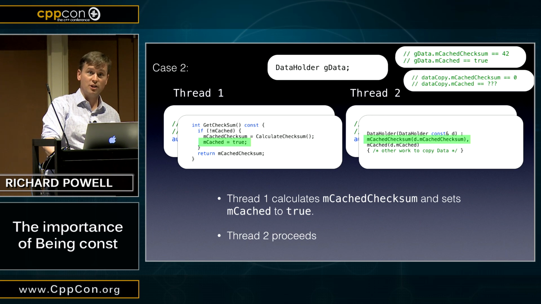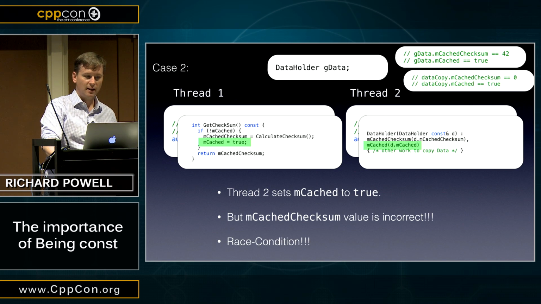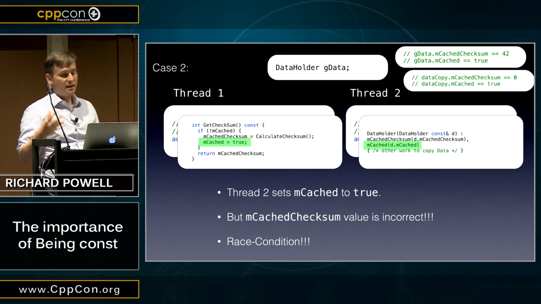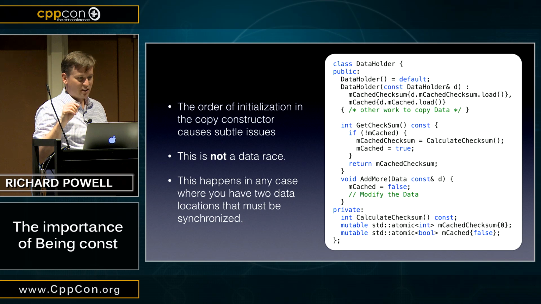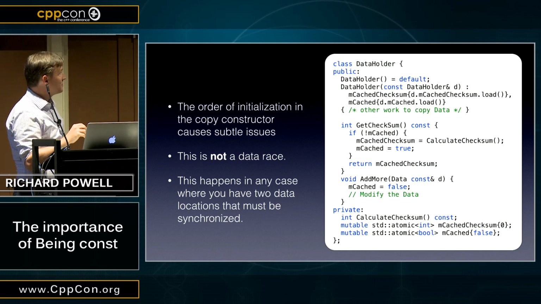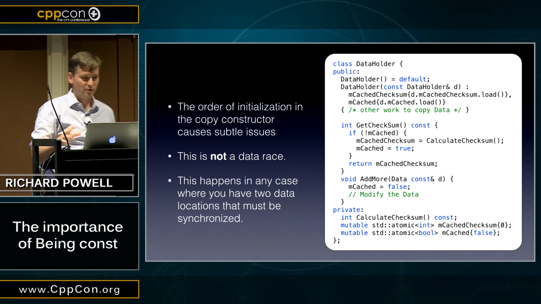Thread 2 now gets a chance to run. It reads in and says, oh, my cache is valid. But the calculated mCache checksum is incorrect. This is a horrible race condition. So the order of initializations of the copy constructor caused this subtle issue.